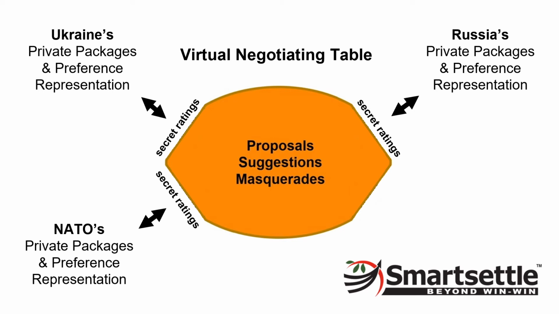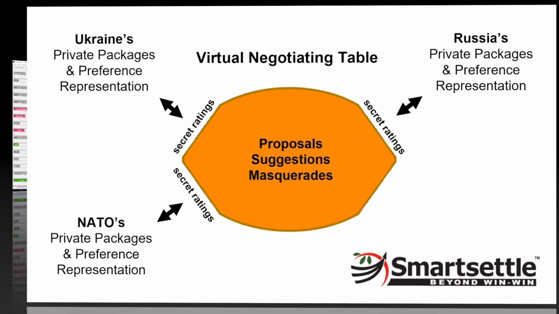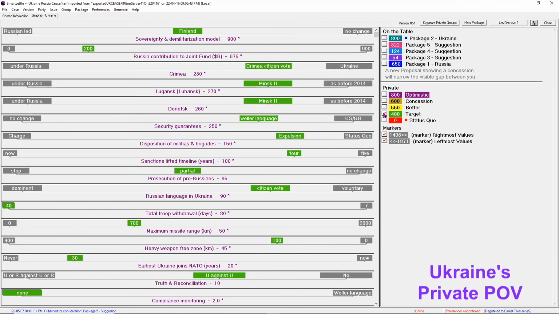Each package on the table has a satisfaction rating for each party. These ratings, which remain secret even after the negotiation is over, allow each party to decide whether or not to accept a particular package. Now back to the Infinity interface.